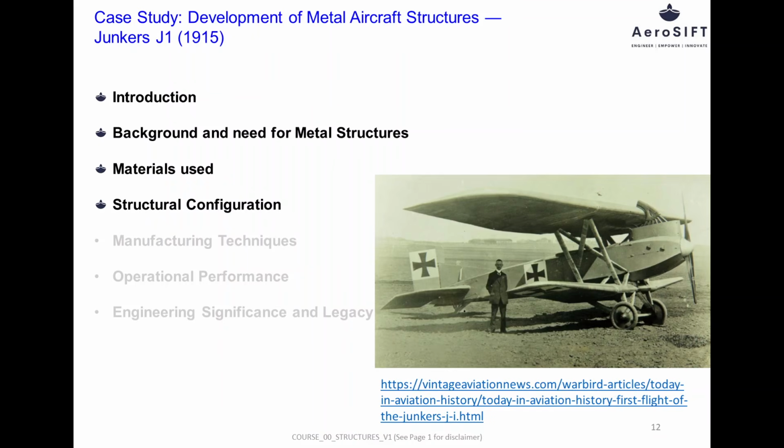Loads were carried through a metal framework and stressed skin, marking an early form of semi-monocoque construction. This design significantly reduced aerodynamic drag and improved structural efficiency, even though it increased overall weight. Manufacturing of the Junkers J-1 involved metal forming, riveting, and welding, which were advanced techniques for the period. Corrugated metal sheets were used to increase stiffness without excessive weight. Unlike handcrafted wooden airframes, this approach introduced the concept of repeatable, industrial-scale aircraft production, which later became standard practice.